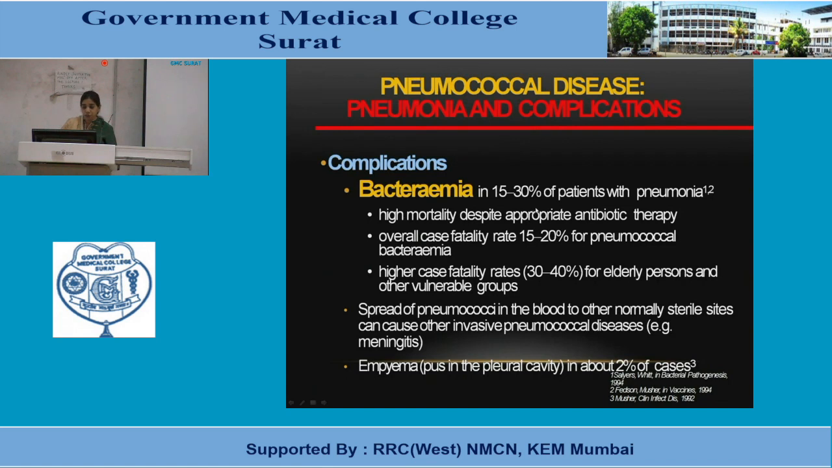the patients with pneumonia, with high mortality despite appropriate antibiotic therapy. The overall case fatality rate is 15 to 20% for pneumococcal bacteremia, and a high case fatality rate of 30 to 40% for elderly persons and other vulnerable groups. Spread of pneumococci in the blood to other normally sterile sites can cause other invasive pneumococcal disease like meningitis and empyema. Pus in the pleural cavity is noted in about 2% of the cases.